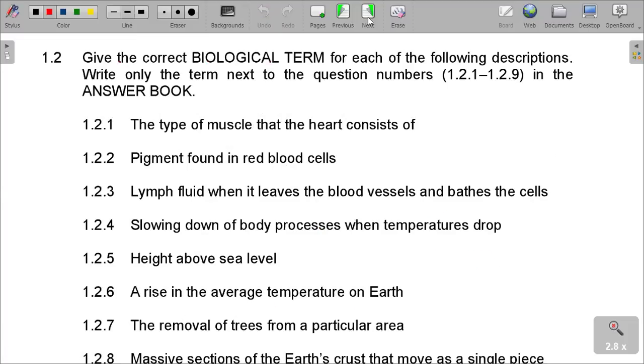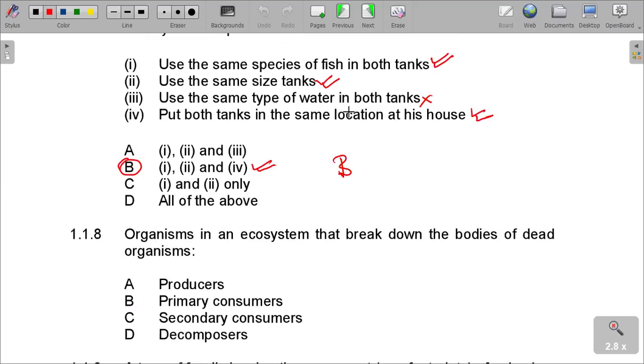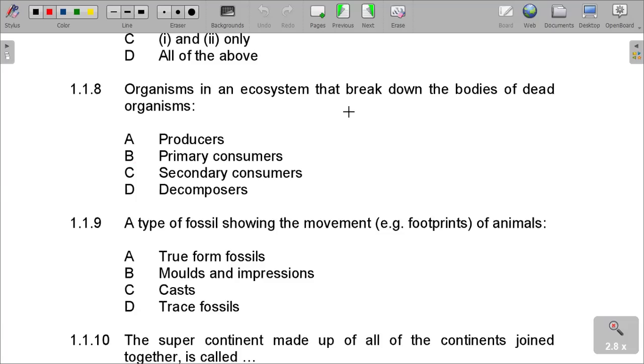And then number 1.2, give the correct, sorry. Oh, wait, number 8 is there. Number 8, organisms in an ecosystem that break down the bodies of dead organisms.